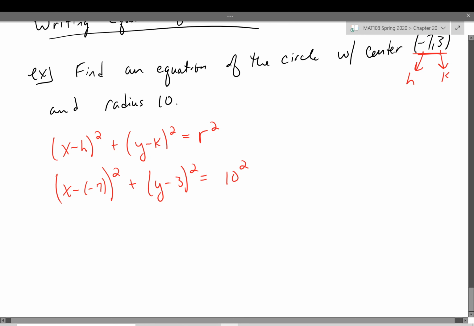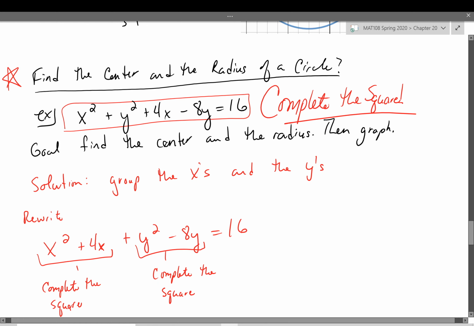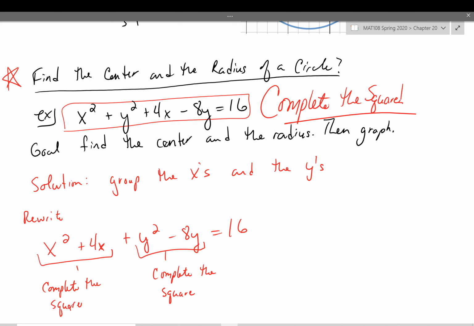And I'm just going to clean it up real fast. I see the two negatives back to back, so that's going to give me x plus 7 squared plus the quantity of y minus 3 squared equals 100. So it was direct substitution. And that's it. I think, personally, the hardest thing about this section was the example of finding the center and radius of a circle, because I gave you just a very general equation and you had to complete the square. Okay? So just be careful with this.